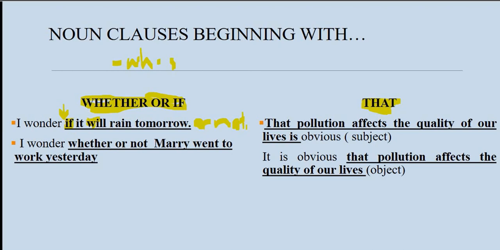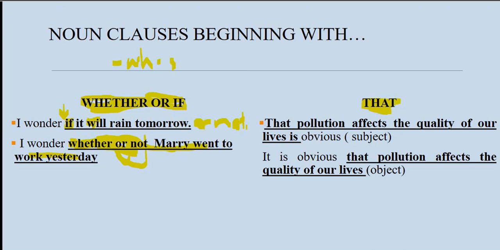I wonder whether or not Mary went to work yesterday. So the question normally here, the question, did Mary go to work yesterday? So I can use it in a noun clause. I wonder whether or not Mary went to work yesterday. Mary'nin dün işe gidip gitmediğini bilmiyorum. You can use or not, or you can omit it. It doesn't matter. You can also delete it. You can omit or not phrases in such sentences.